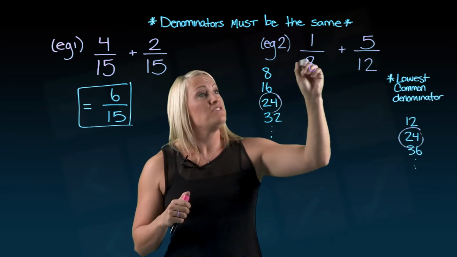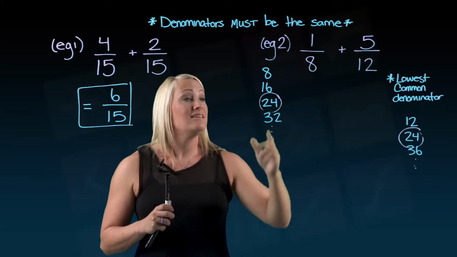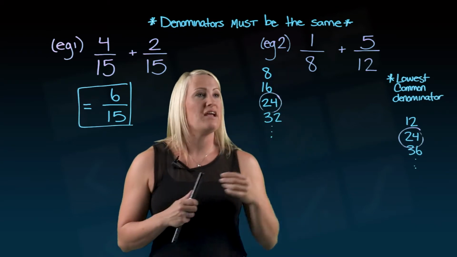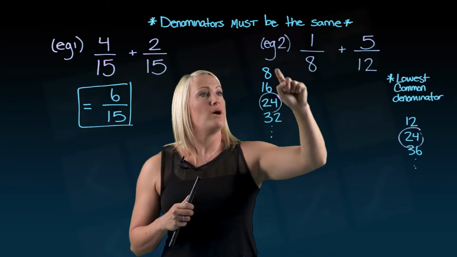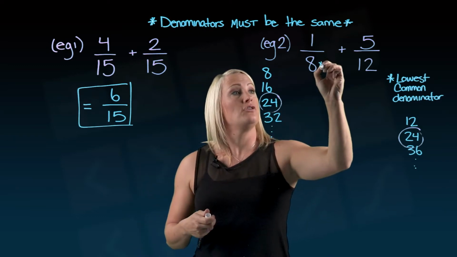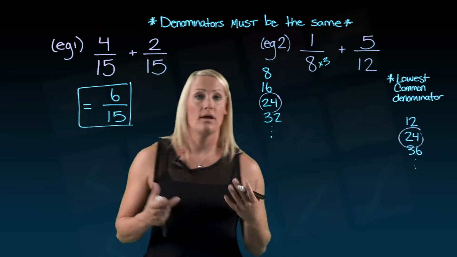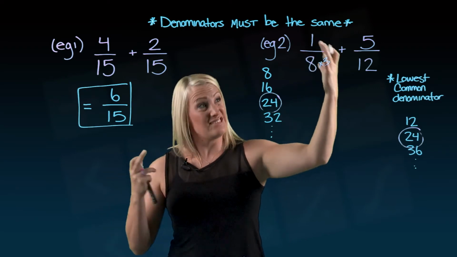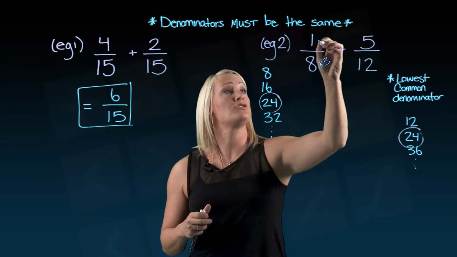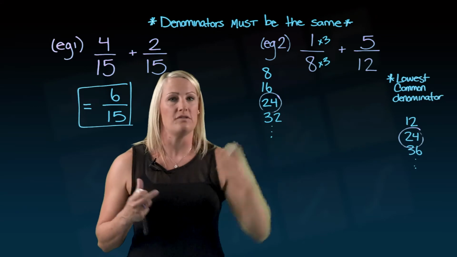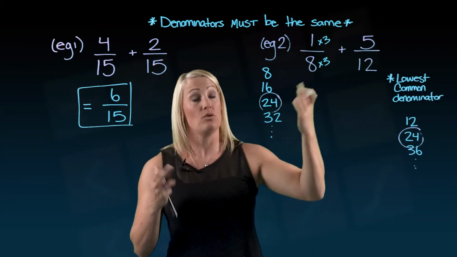So now I need to figure out how I'm going to make that 8 into 24. And the way that I'm going to do that, this list kind of comes in handy again. If I multiply 8 by 3, it'll turn into 24. But if I do something to the bottom of a fraction, I have to do that same thing to the top of that fraction. So I actually have to multiply that by 3 as well. It'll keep that value the same. The denominator will just change, and so will the numerator.